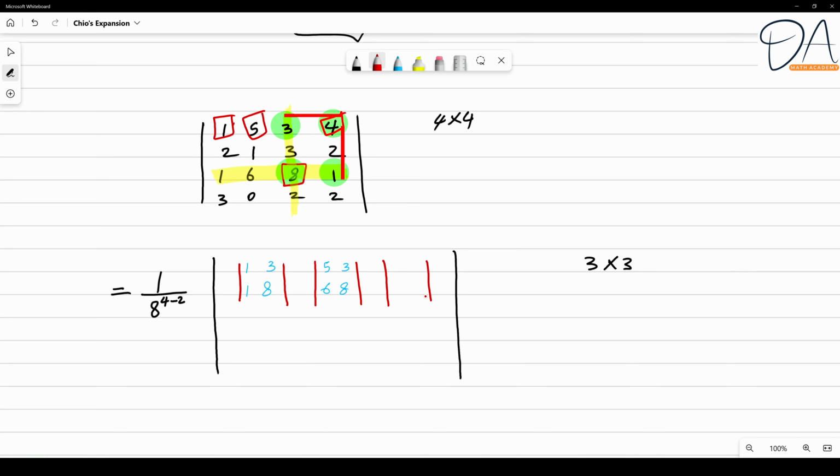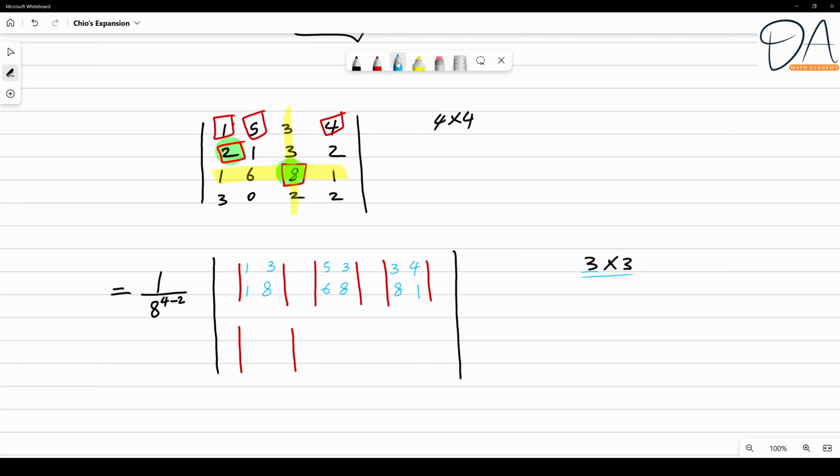So again, you have to be careful here. You need to write these in the same order. So we'll have 3, then 4, then 8, then 1. Okay, so this gives us the first row in our 3 by 3 determinant. Next, we move to the second row and we'll find here the first non-highlighted element is 2.